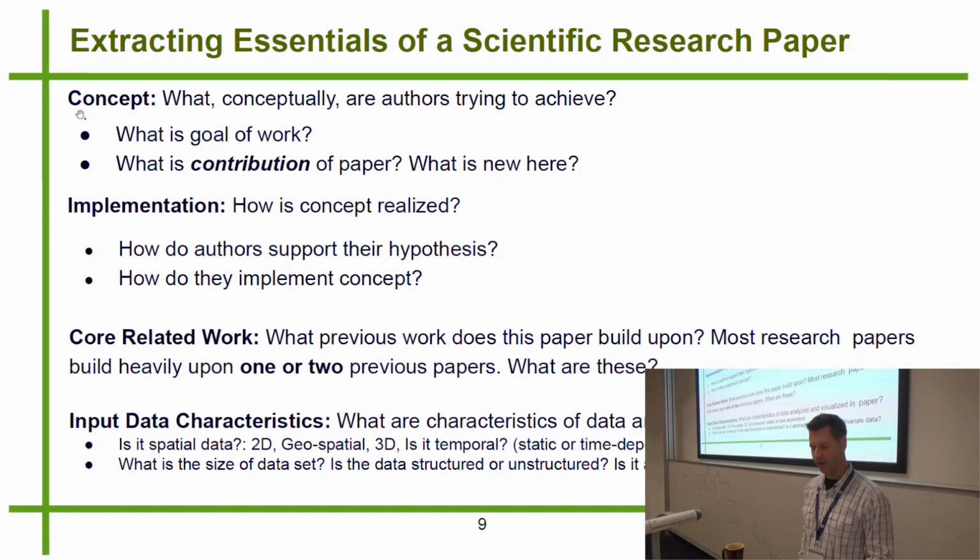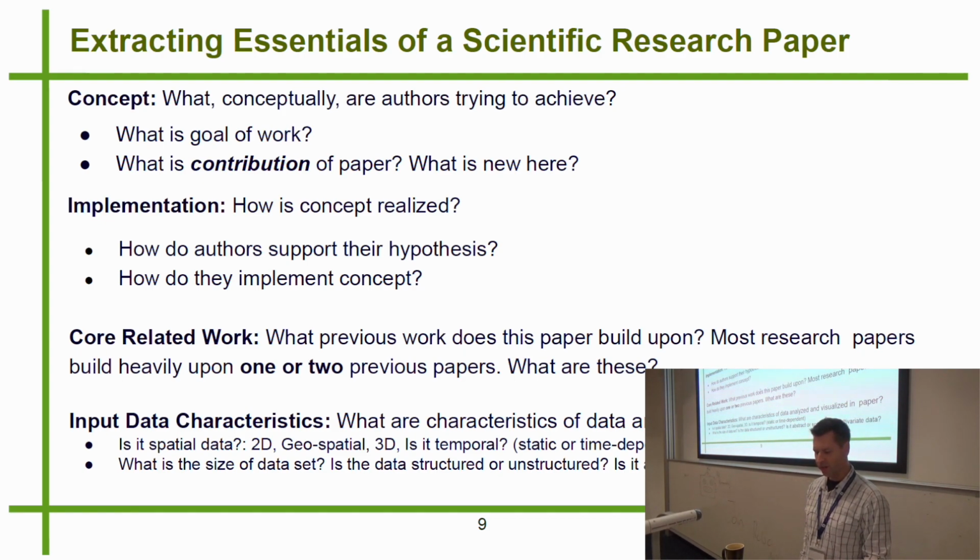So when we have a research paper, we want to extract the concept, the implementation, the core related work, and the input data characteristics. These are 4 essential elements that we want to extract from any given research paper, and they're the essentials. And then the implication is we can leave out the rest. So we're getting these 4 pieces of very valuable information out, and then we're leaving the rest, right?